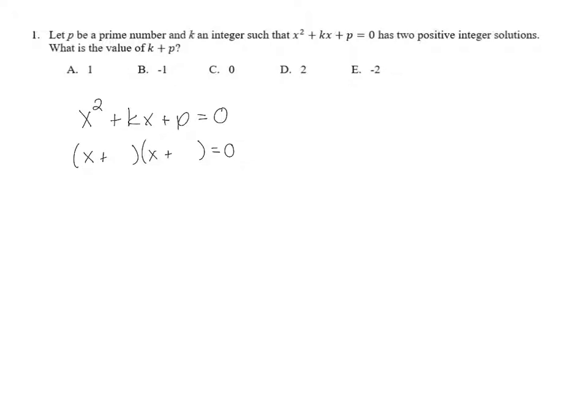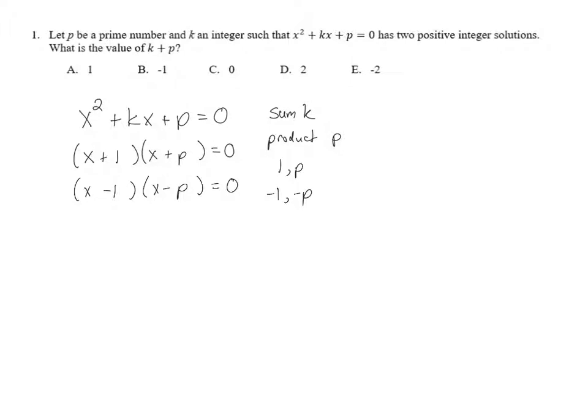And we know that these two numbers that we're looking for to complete the binomials have to have a sum of k and a product of p. But if p is a prime number, the only way it can be factored over the integers is 1 times p, or -1 times -p. So we know that the factorization is either going to be (x plus 1) times (x plus p), or (x minus 1) times (x minus p).